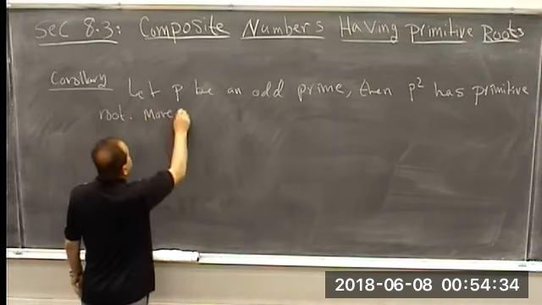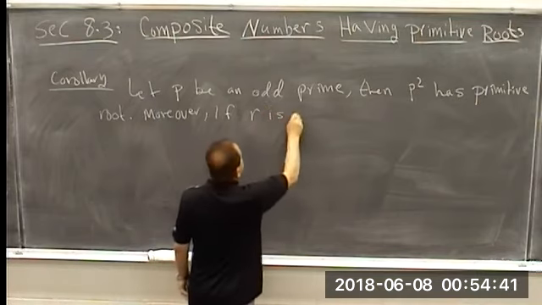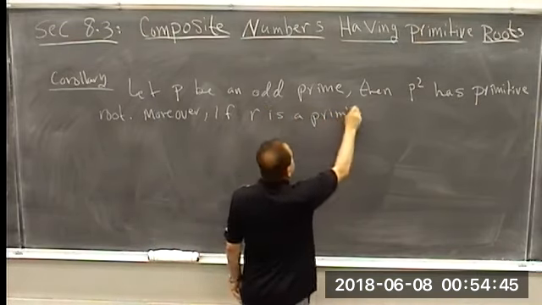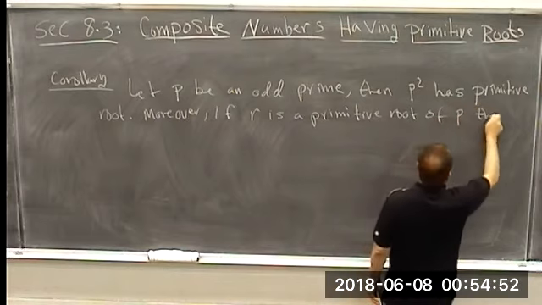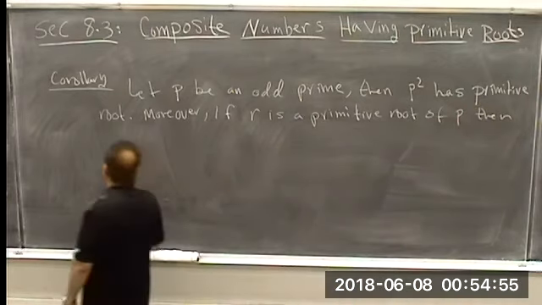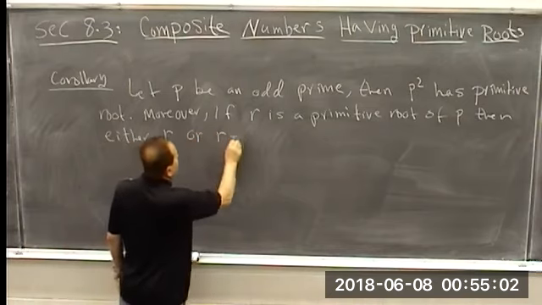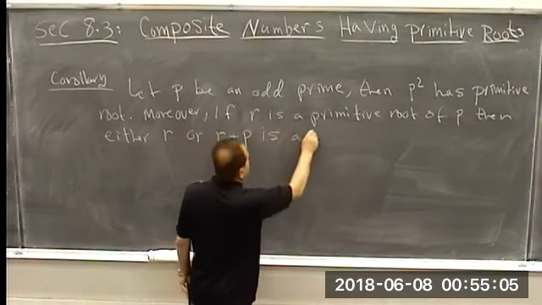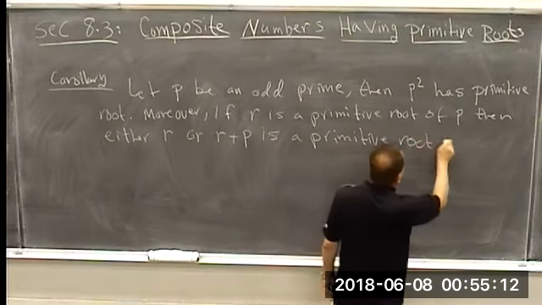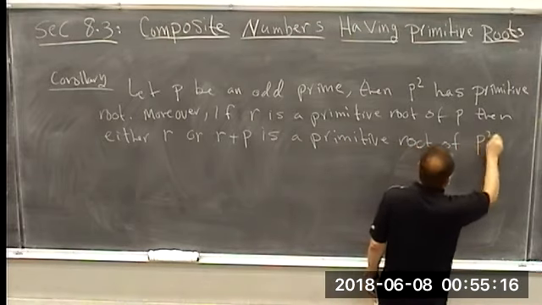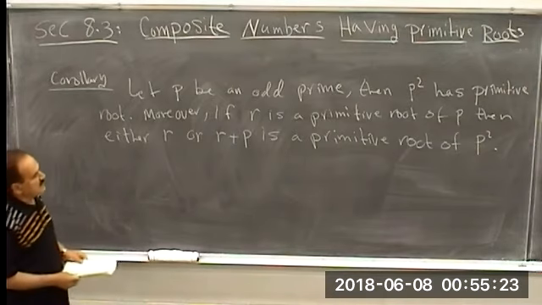Moreover, if r is a primitive root of p, then either r or r plus p is a primitive root of p squared. Actually, this is sort of what we have shown in the previous lemma. So if r doesn't work to satisfy that condition, then r plus p does.